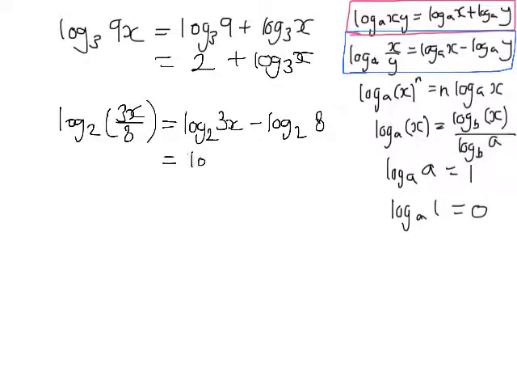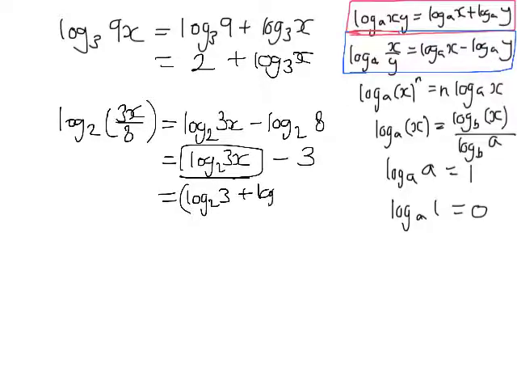I can't simplify log to the base 2 of 3x. Well, I could actually use the first law of logs. So let's do that in a moment. But I know log to the base 2 of 8 is going to be equal to 3. So now if we go back to this first law of logs, we can say log to the base 2 of 3x is log to the base 2 of 3 plus log to the base 2 of x, and we're still taking away 3.